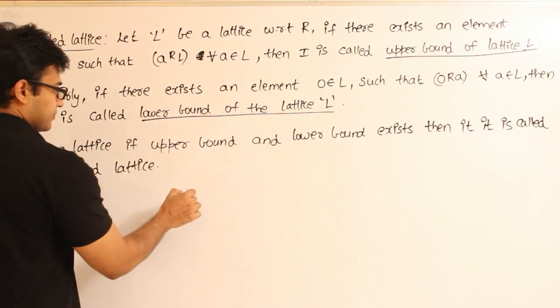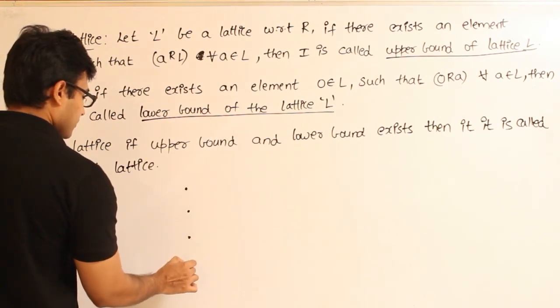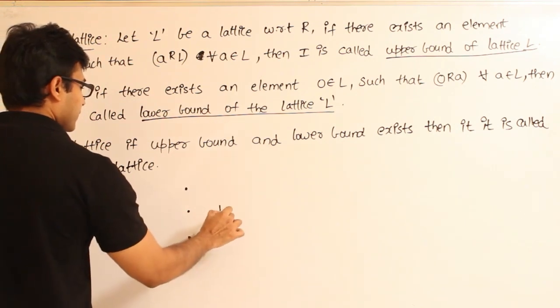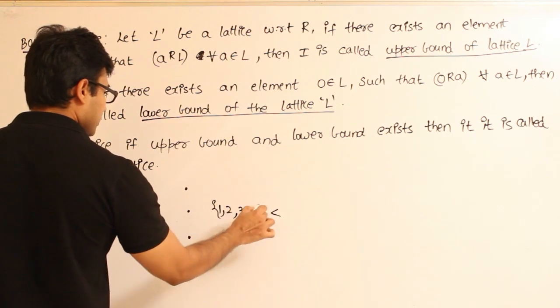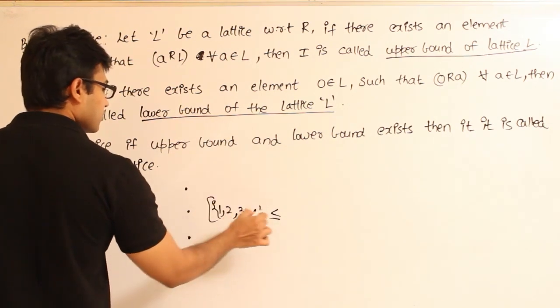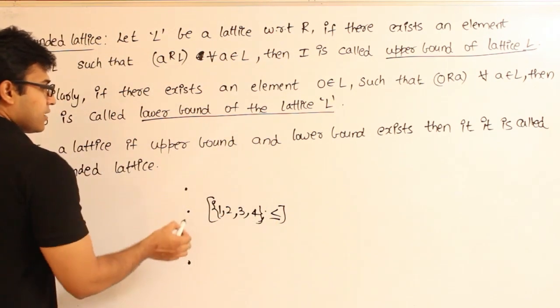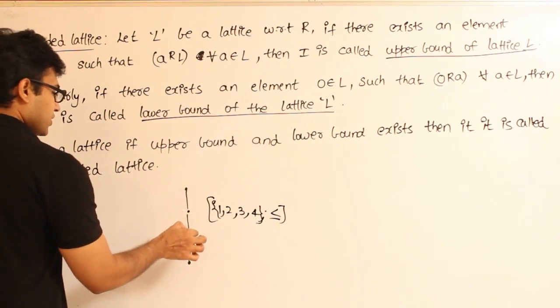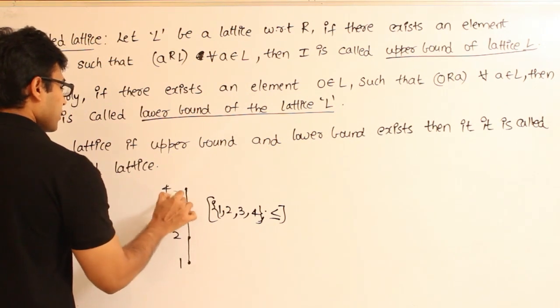Let us say I have the relation: 1, 2, 3, 4 is the set and less than or equal to is the relation. So it is of course a poset, and it is a lattice, and also a total order. So what is total order? Every two elements can be compared here.